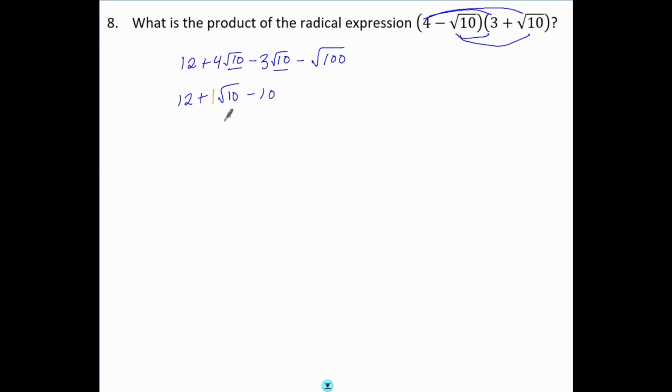So let's see what I have, because I still had 12 minus 10. I could combine both of those because those are both constants. So I have 2 plus 1 square root of 10. Well, 1 square root of 10 is just square root of 10. So we have 2 plus the square root of 10. Please don't write this 1 as you're doing it. We know that there's a 1 there, but I know a lot of you like me to write that. So 2 plus the square root of 10 is going to be our final product.